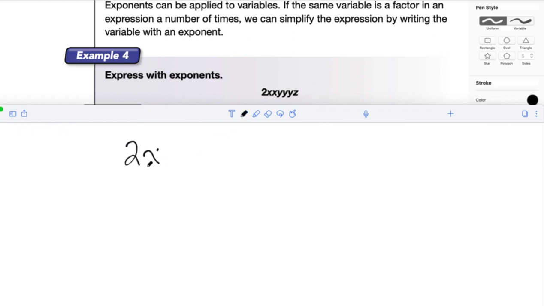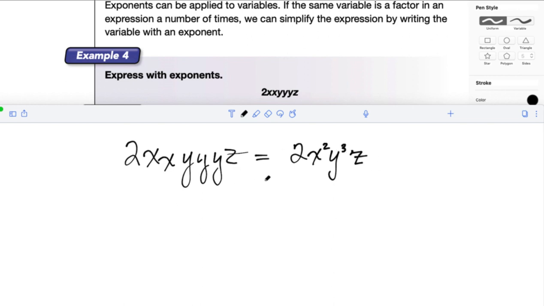So we've got 2 and an x and an x and a y and a y and a y and a z. All of this is being multiplied together. So 2 we can leave by itself since there's no other number that we can multiply it with. But we've got 2 x's, even though I don't know what x is. I can look at these 2 x's and call that x squared. These 3 y's, since they're being multiplied, would be y to the third power, and z just has to hang out there by itself. So this is equivalent to the original one. We're still multiplying everything there.